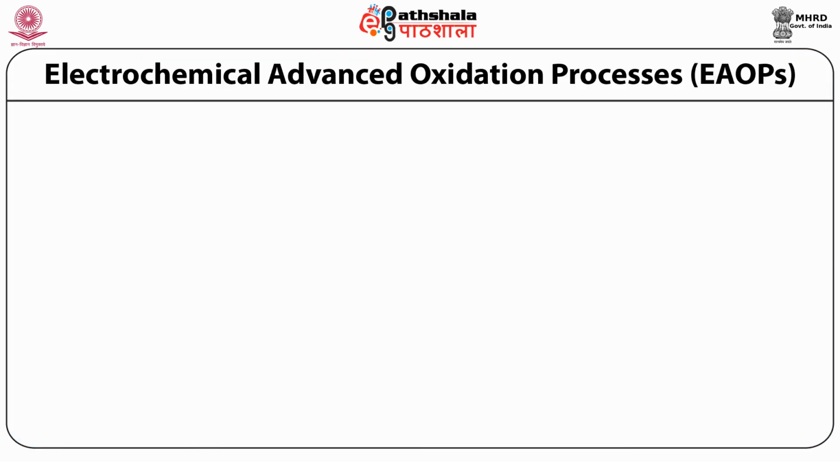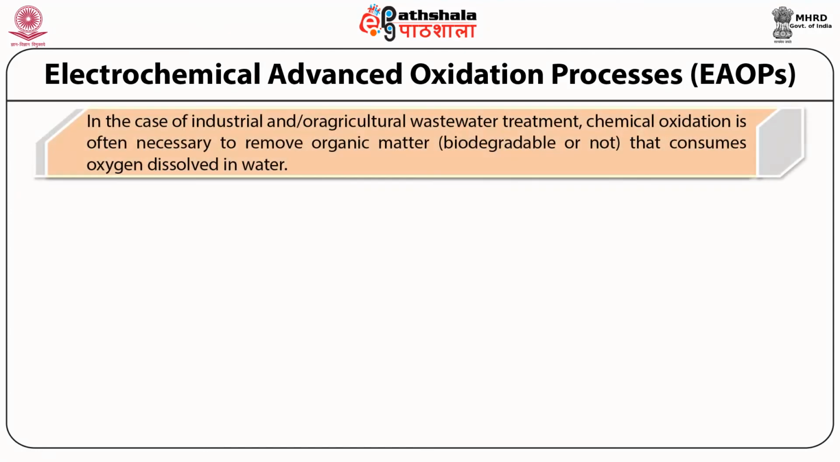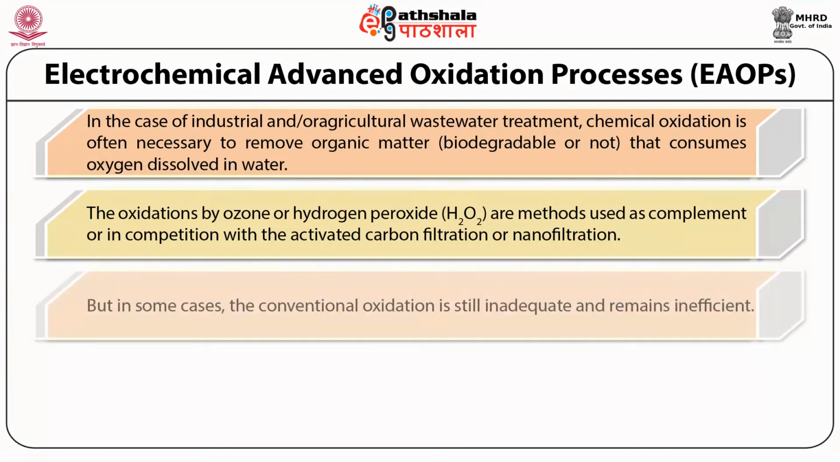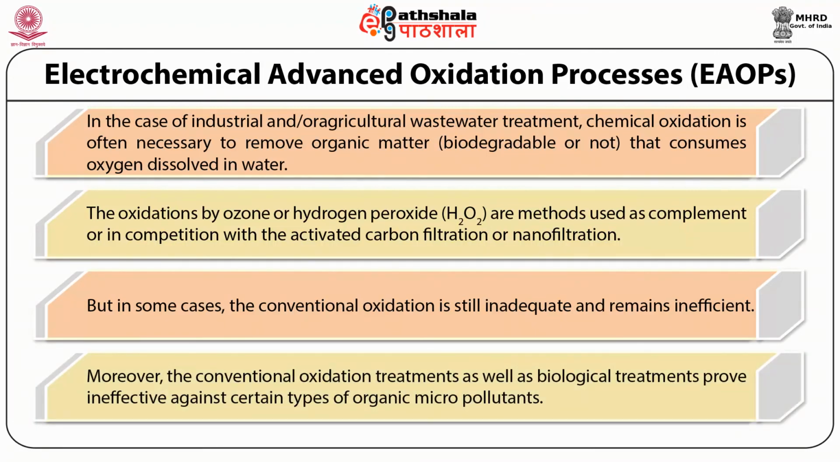Now we discuss here about the electrochemical advanced oxidation processes. In the case of industrial and the agricultural wastewater treatment, chemical oxidation is often necessary to remove organic matter, biodegradable or not, that consumes oxygen dissolved in water. The oxidations by ozone or hydrogen peroxide are methods used as complement or in competition with the activated carbon filtration or the nanofiltration. But in some cases, the conventional oxidation is still inadequate and remains inefficient.